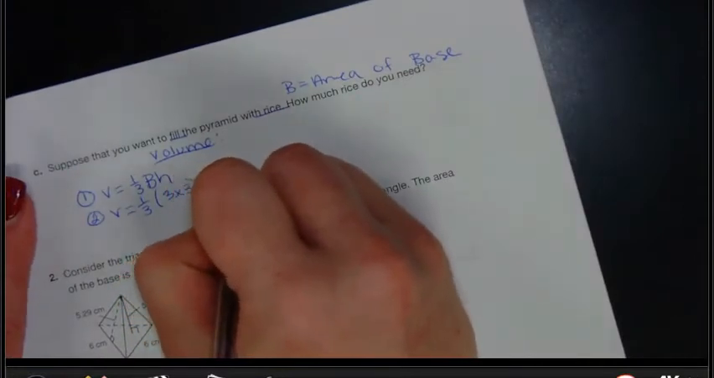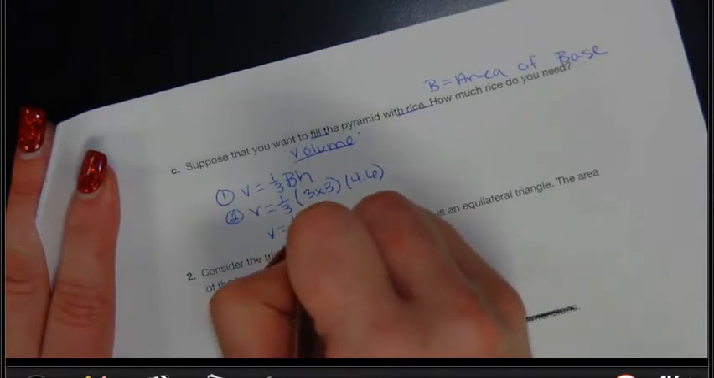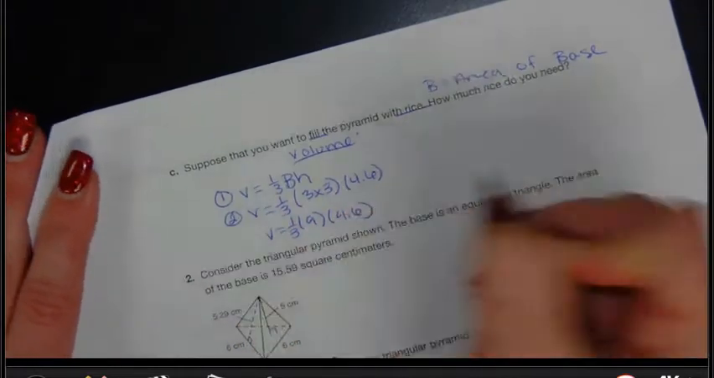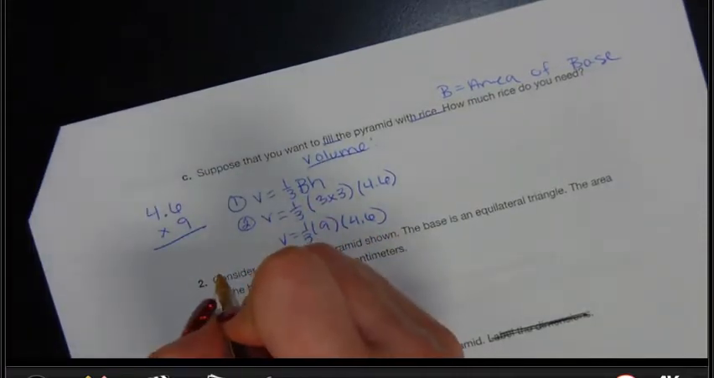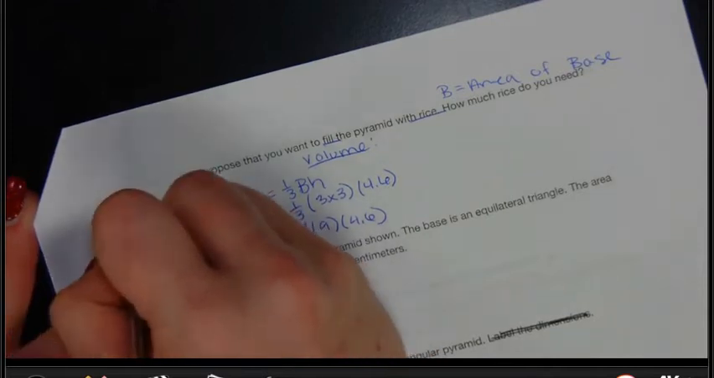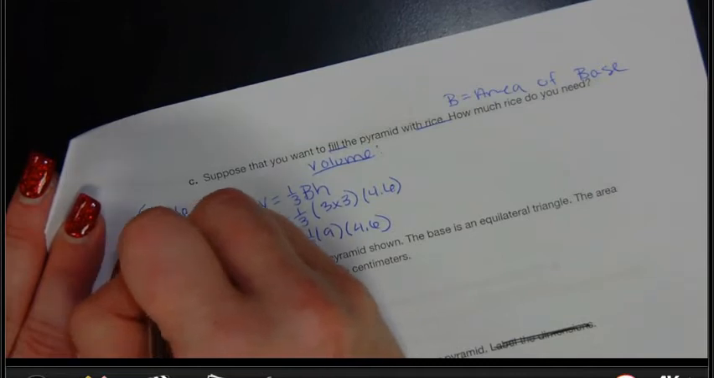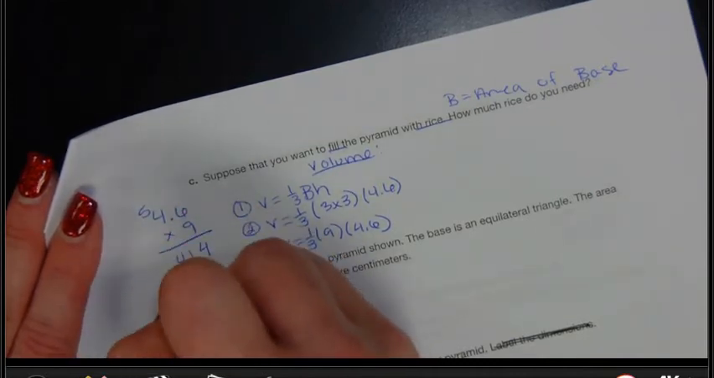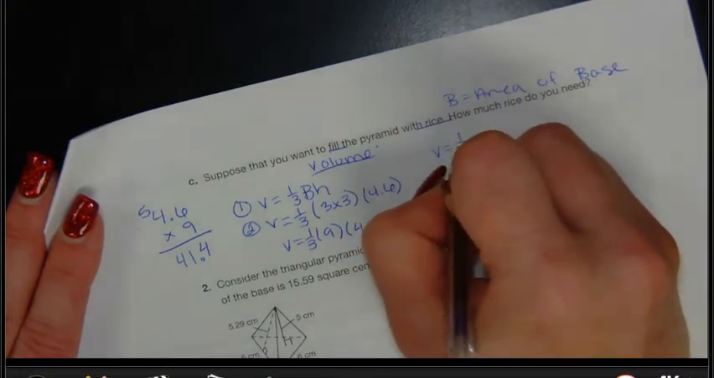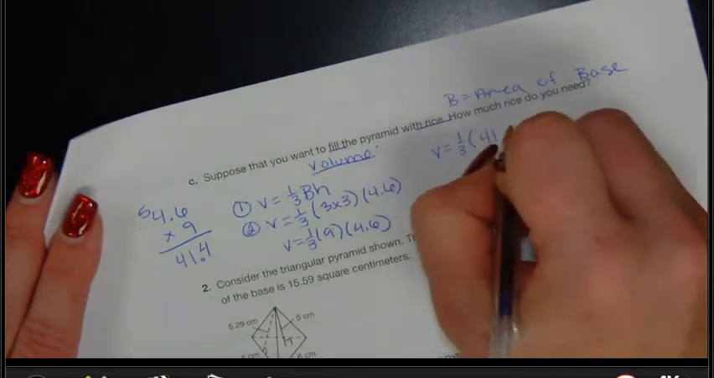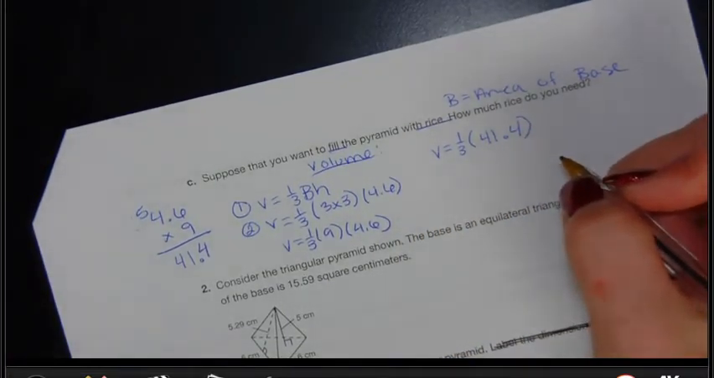So 4.6. All right, well, I know 3 times 3 is 9, so I'm going to have 1/3 times 9 times 4.6. So 4.6 times 9. 6 times 9 should be 54. 9 times 4 should be 36, 37, 38, 39, 40, 41, because I have to add 5 more to it, and I have 1 decimal place. So I get volume is equal to 1/3 times 41.4.